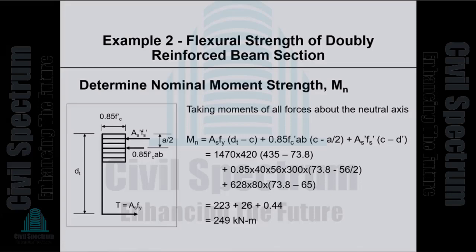Okay, so I do want to point out, this is interesting, the tensile steel is contributing 223 out of the 249 kilonewton meters of moment strength. The compression concrete is contributing 26 out of 249. And look at this, the compression reinforcement, 0.44 kilonewton meters out of 249. This is typically the case. If you have compression reinforcement, it does not typically contribute a whole lot to moment strength.